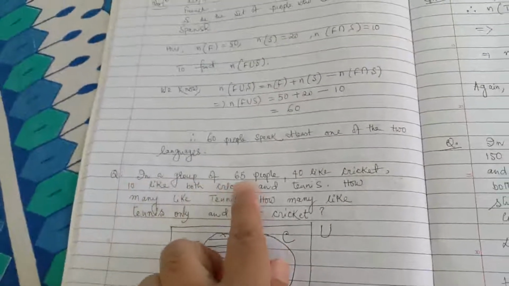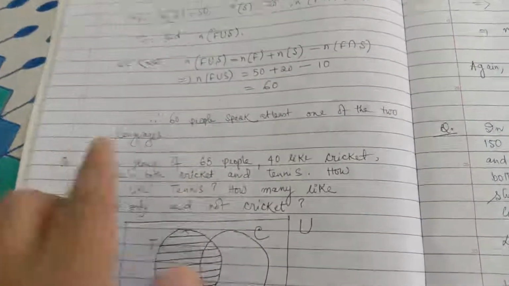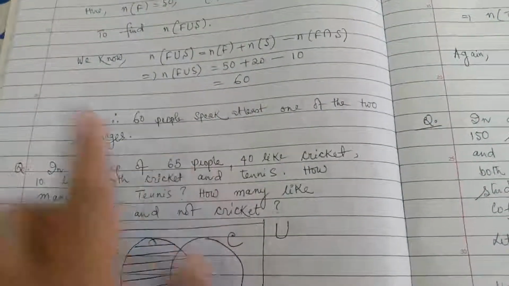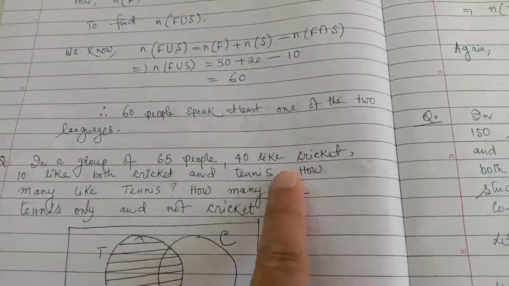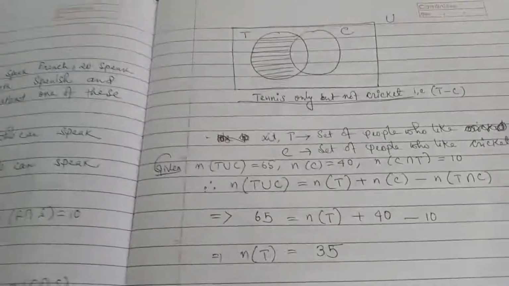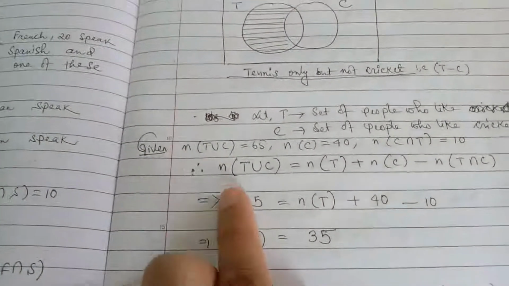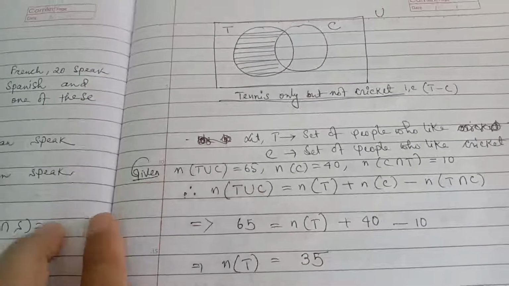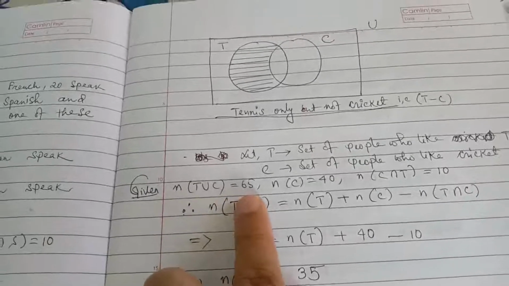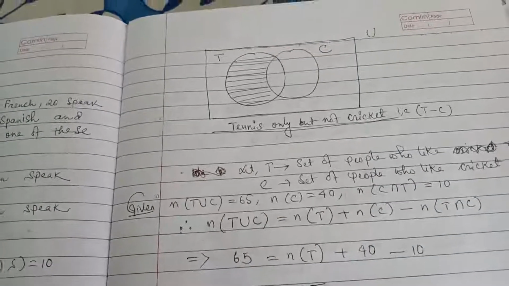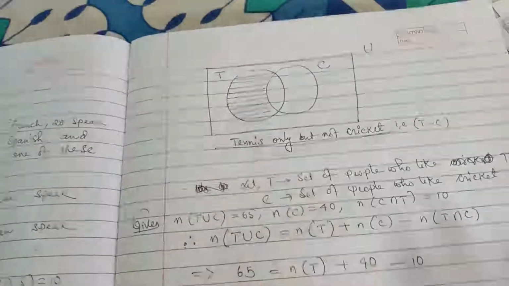In a group of 65 people, what I have assumed is that all of them like either cricket or tennis or both. But it should be mentioned in the question. If it is not mentioned, you cannot start with this. In some questions in the book it is mentioned, and in some questions it is not mentioned. Okay. Now, n(T union C) equal to 65. They have given there are 65 people in a group, and I have assumed that all of them like either cricket or tennis, as we have no other option.